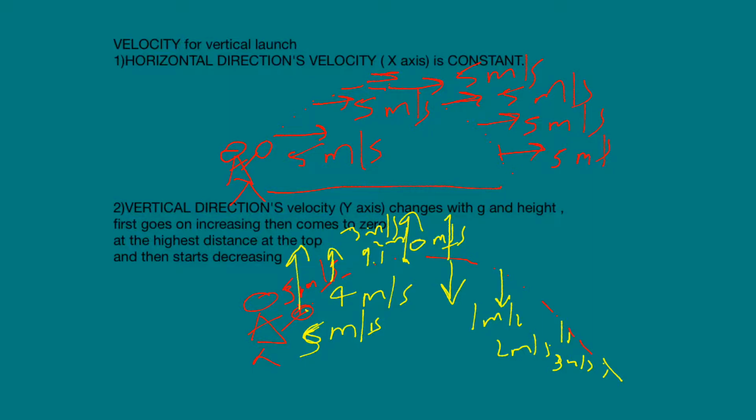So it increases then decreases. First it goes on increasing, then comes to 0, then again starts increasing. Okay, so this you remember. First it decreases, then it goes on decreasing, then from the top again when it becomes 0, then it again increases while coming downwards. So this is the rule which you have to remember for horizontal velocity.